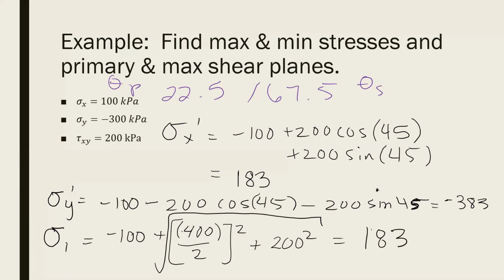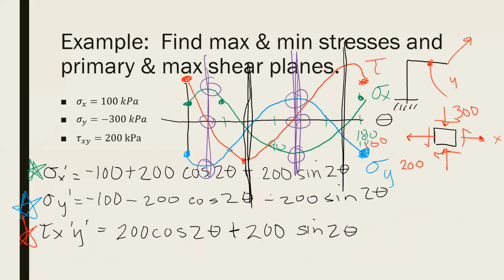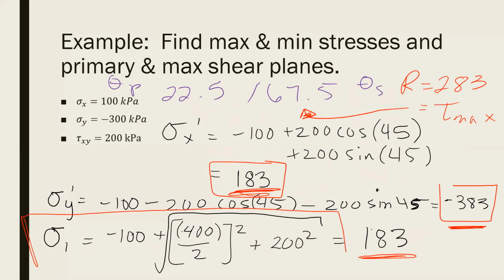183. So notice that when I did it using the actual function for transformation, I got these two values, positive 183 and negative 383. When I calculate sigma 1, which is our maximum stress, I get the 183, which corresponds to our sigma x prime, that's our highest value. If I do sigma 2, where I take the average minus R, I'm going to end up with this negative 383. And so R must be 283, which is equal to our tau max, which happens on this shear plane. You can also get that number by plugging in the 67.5 into this equation. So you can do it either way. But this is the faster way.